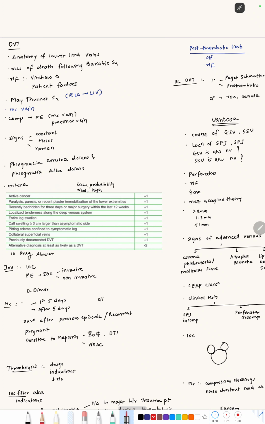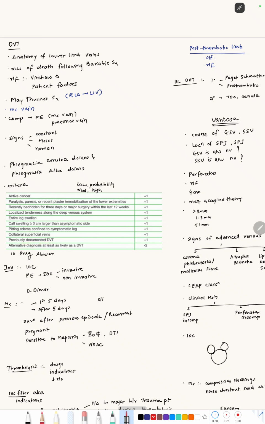Then what is the criteria for DVT? The criteria for DVT is called the Wells criteria. Now the things that are seen in Wells criteria: the malignancy, then if the patient is bedridden for more than 72 hours or more than 72 days, if there is a major surgery within 4 weeks, or if there are prolonged surgeries like total knee replacement, total hip replacement, transplant surgeries, if the entire leg is swollen, if the leg swelling is below the tibial tuberosity, if pitting edema is present, collateral superficial veins are seen, or if there is a previous history of DVT.